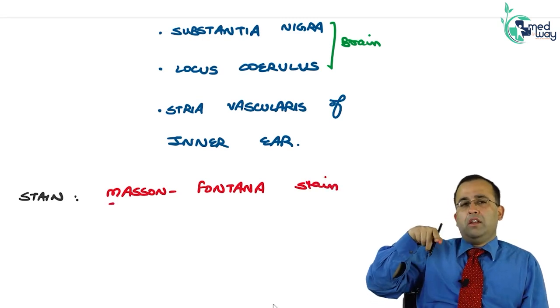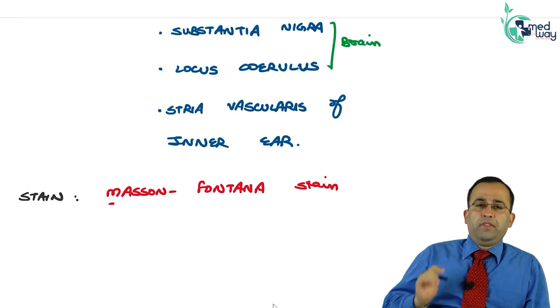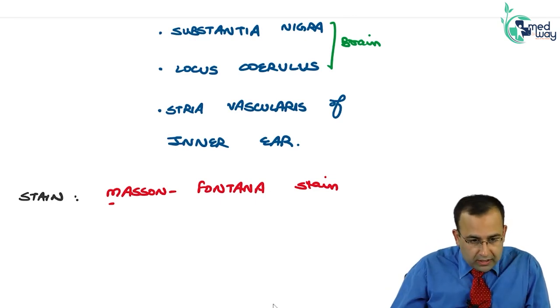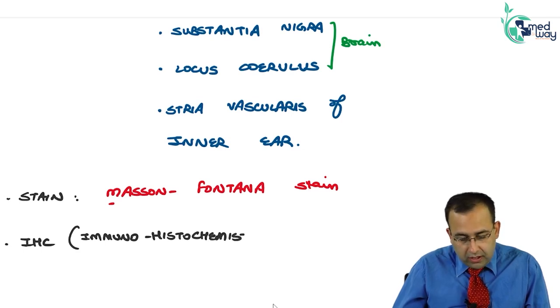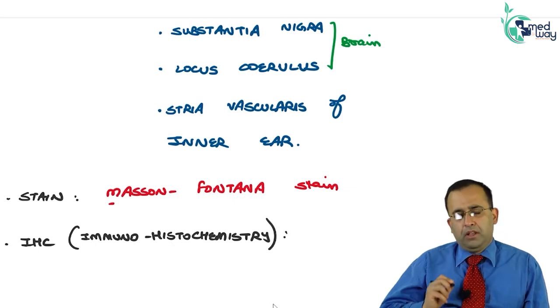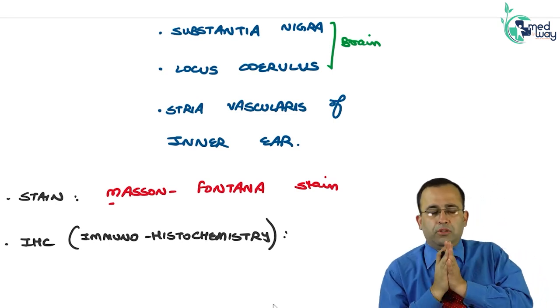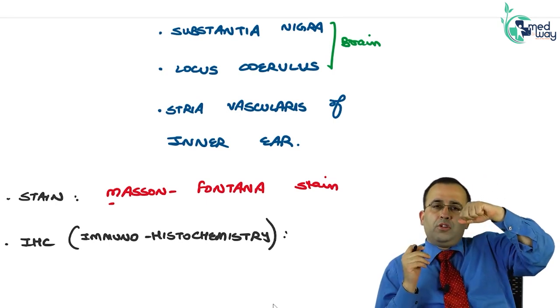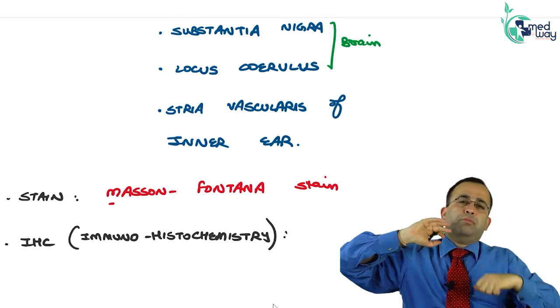Dekho, M se melanin, M se Mason-Fontana. Stain used, Mason-Fontana stain. And lastly, IHC. IHC stands for immunohistochemistry. This is the first time in Path we are using this word, immunohistochemistry. Iske baad aage jahan par bhi we will use it in various tumors. We will see it in the chapter neoplasia, general path only. We will see which marker, which immunohistochemistry is positive in which tumor.